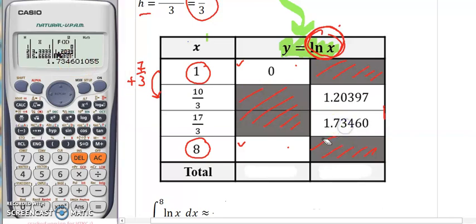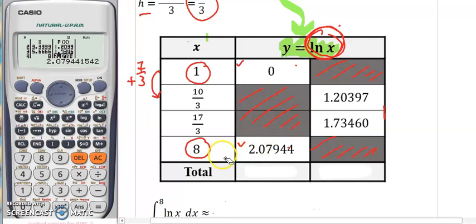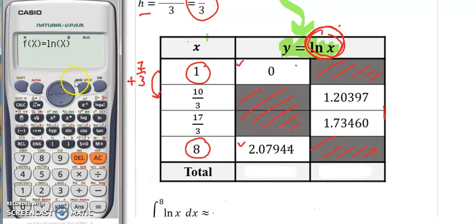Then the next value, I have 1.73460. Then the last value, I have 2.07944, up to 5 decimal places. So the built-in function helps us find the values on top only. For the total, I'm afraid we need to do it manually by ourselves. So we click the mode of table back to compute the answer.